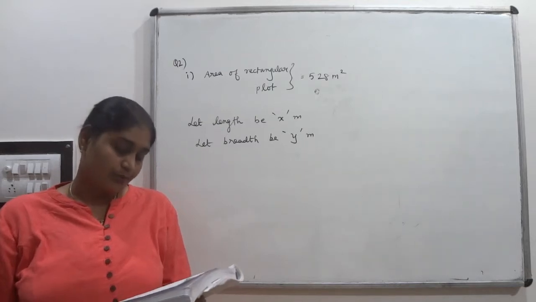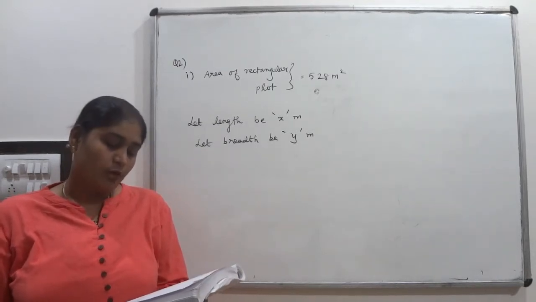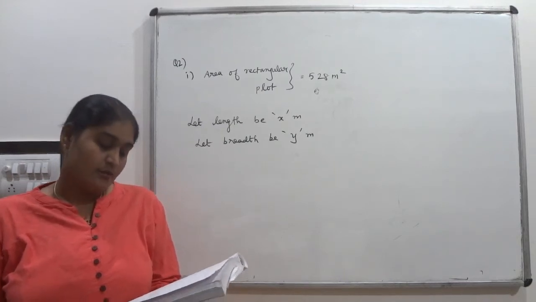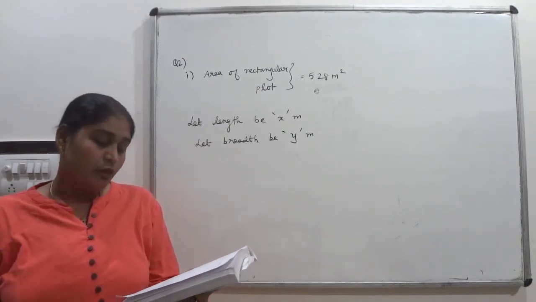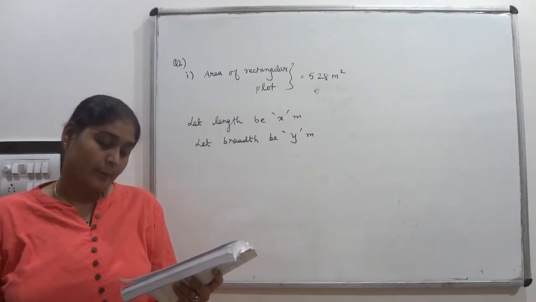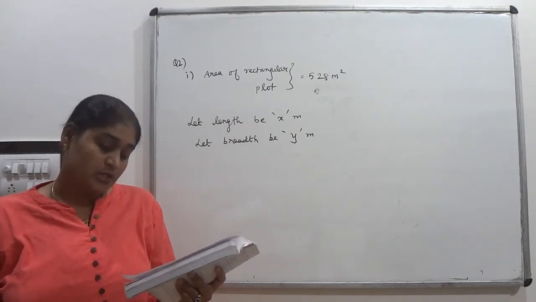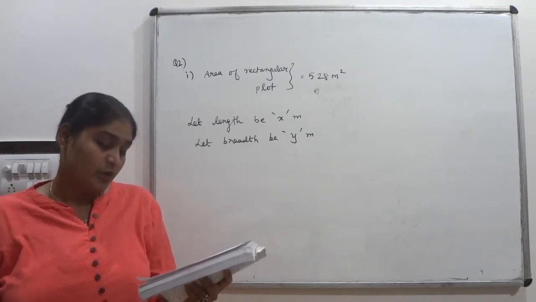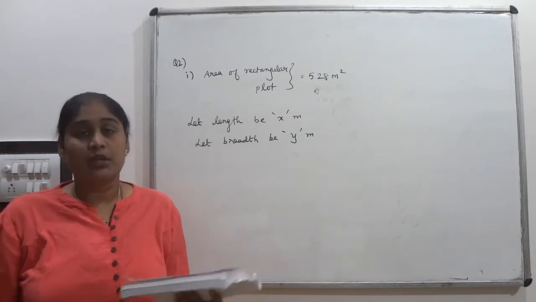Question number 2. Represent the following situations in the form of quadratic equations. First one. The area of a rectangular plot is 528 meter square. The length of the plot is 1 meter more than twice its breadth. We need to find the length and breadth of the plot.